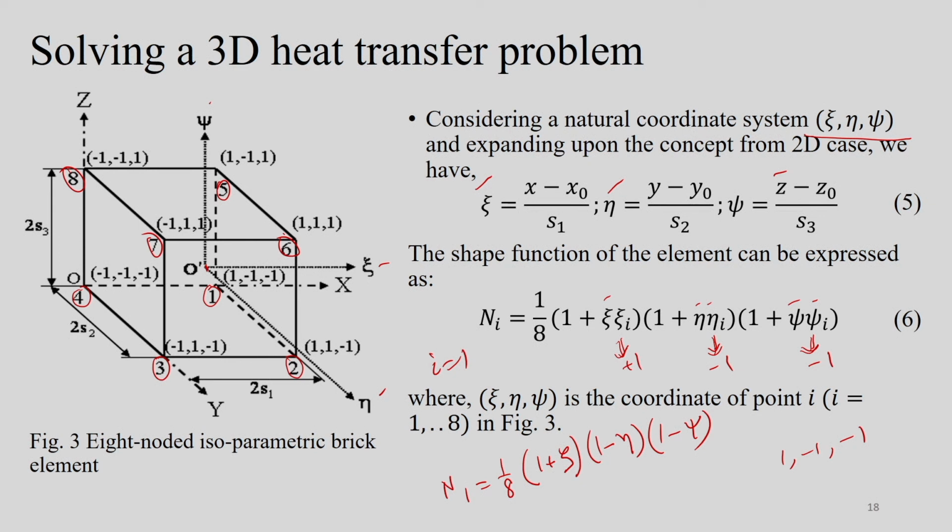So, this way we can estimate N1, the shape function, in terms of the local coordinate system. Of course, this local coordinate system can be represented in terms of the global coordinate system, in terms of x minus x0 by S1, and similarly for y and z. That way these terms can be defined. Now, once we convert from the global to the local coordinate system, we can do the formulation, and we will see how the formulation can be done.